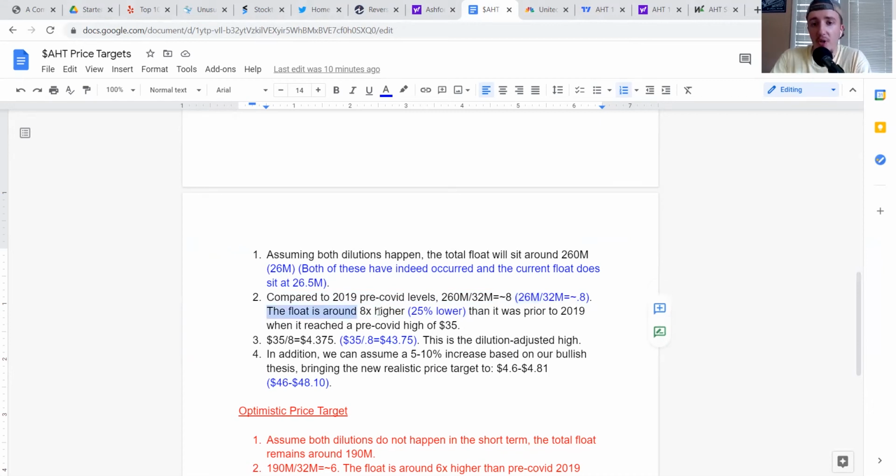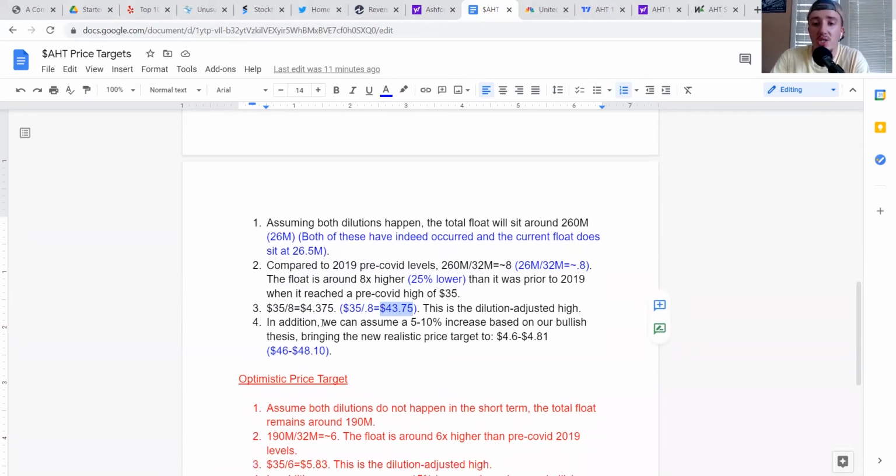So this creates a float that is around 8 times higher, or right now 25% lower than it was prior to 2019, when it reached a pre-COVID high of $35 a share. So back then, before the reverse stock split, we divided 35 by 8 to reach $4.37 as our dilution adjusted high. Now we have to divide it by 0.8, and we realize 43.75 would be the dilution adjusted high for AHT.